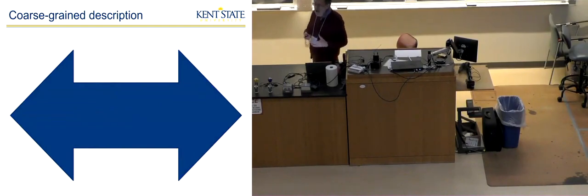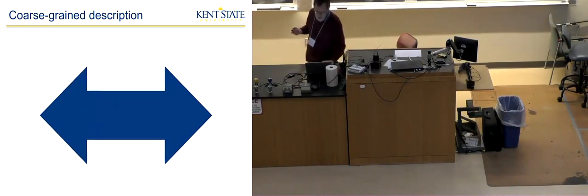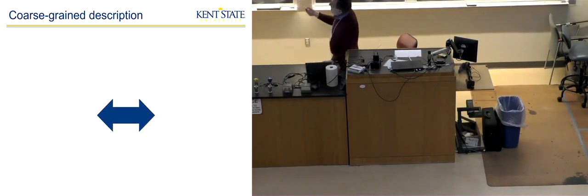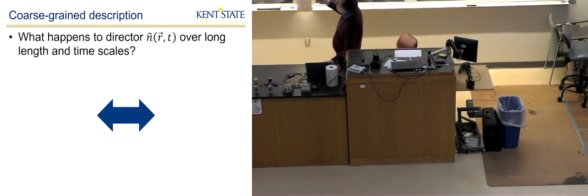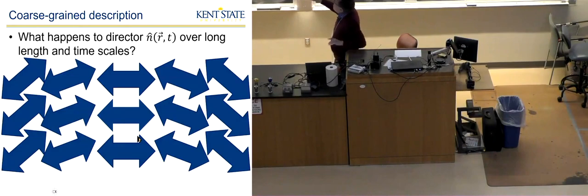Now, if we continue to look for a coarse-grained description, and we want to zoom out even more, we could say that's the description of the order that's here. But what about in other positions? What happens over longer length scales or time scales? The order might vary as a function of position. So you might have the molecules ordered in this direction over here and in this direction over there, so that the director can vary as a function of position or as a function of position and time.